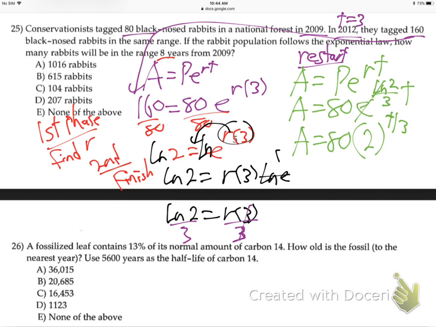Why does the 3 and the t stay out here? Because they're not in the toaster. Because they're not in the Ln. It's not Ln of 2/3. The 3's not plugged into the toaster. The 3's underneath the toaster.